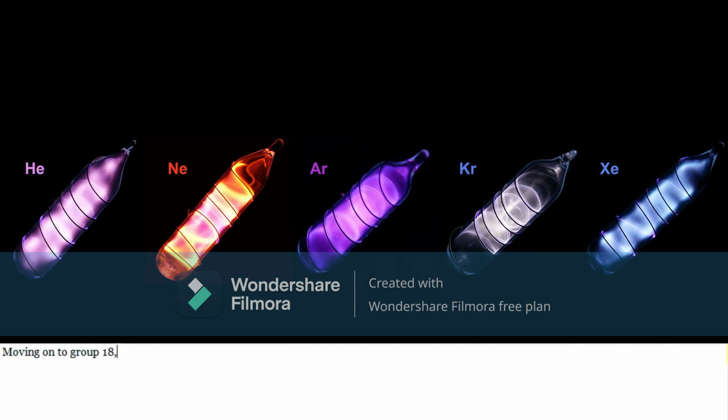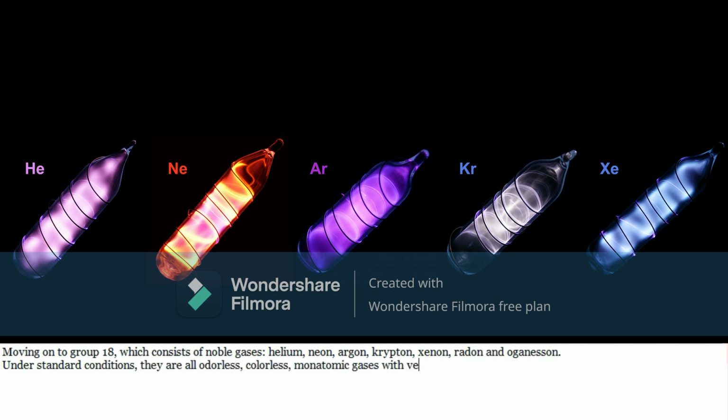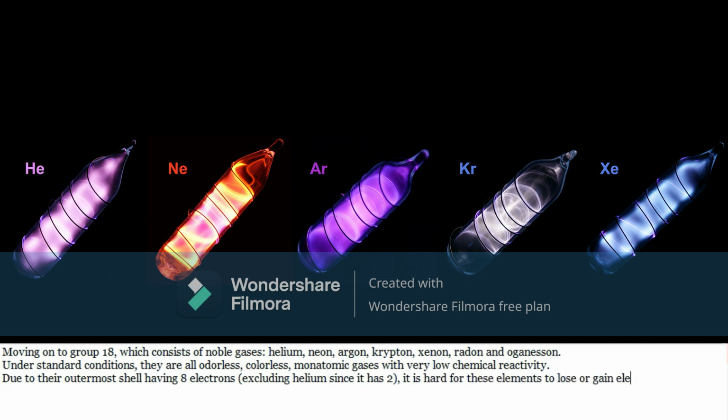Moving on to group 18, which consists of noble gases: helium, neon, argon, krypton, xenon, radon, and oganesson. Under standard conditions, they are all odorless, colorless, monatomic gases, well, except oganesson, since there's a possibility that it is a solid. They have very low chemical reactivity, due to their outermost shell having 8 electrons, excluding helium, since that's 2. It is hard for these elements to lose or gain electrons, explaining why they are so inert.